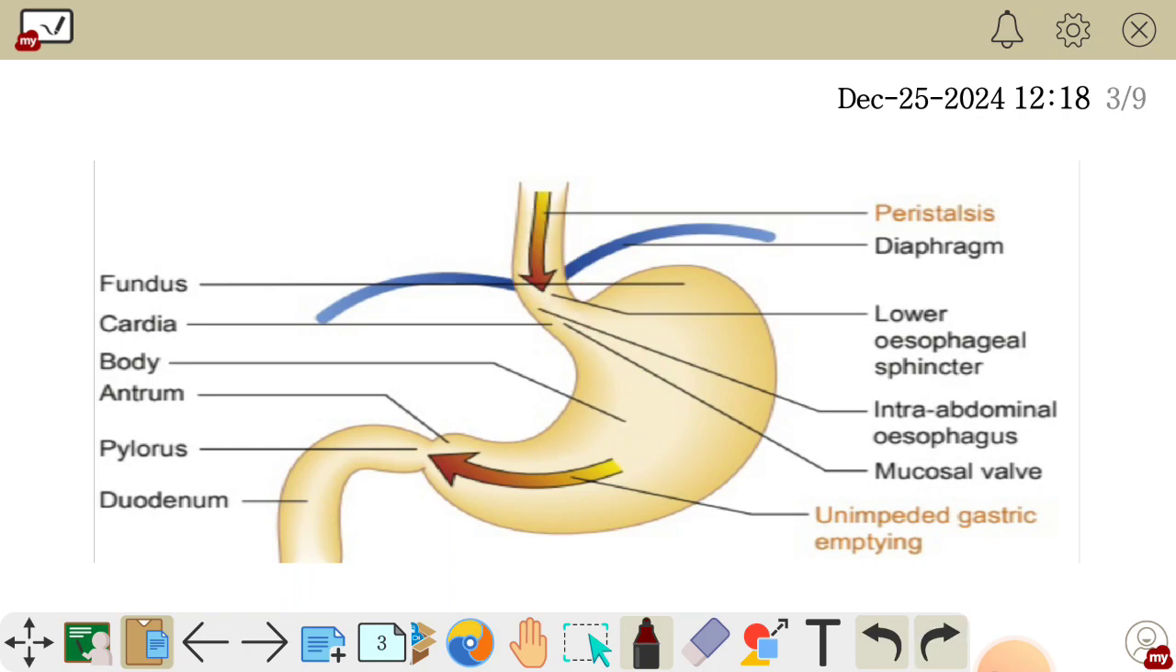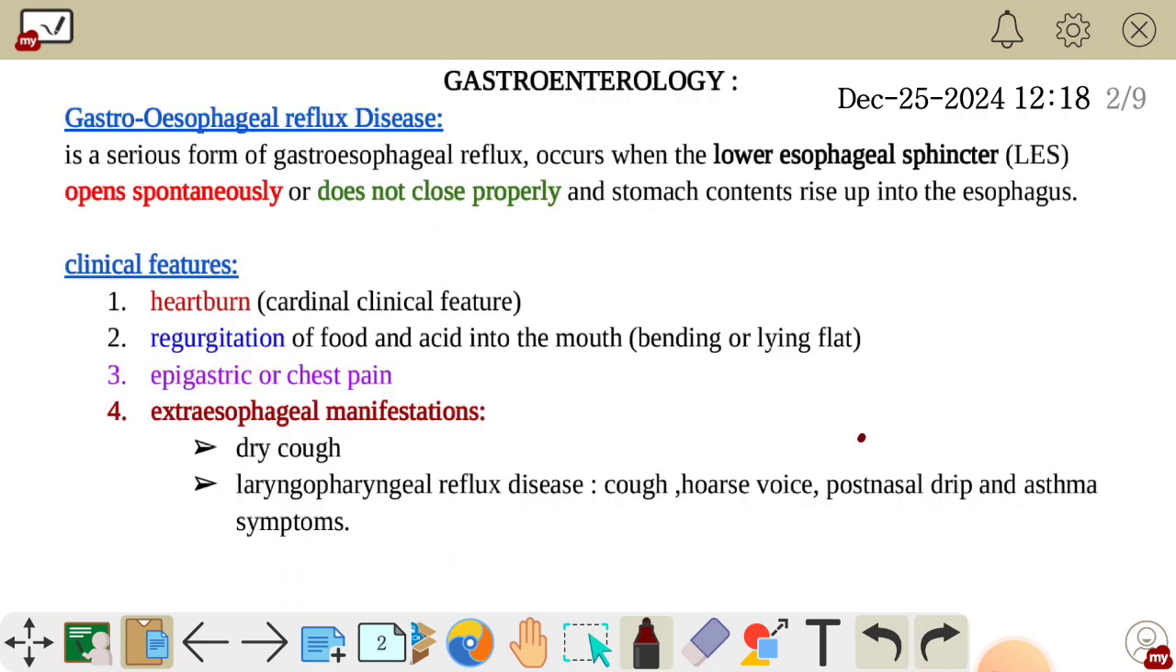But in this condition, this sphincter fails to close properly, or it spontaneously opens, causing the contents of the stomach to rise back up into the esophagus. And we know that the contents of the stomach are acidic, so that acid will cause erosion and inflammation of the esophagus. That is what we call gastroesophageal reflux disease.